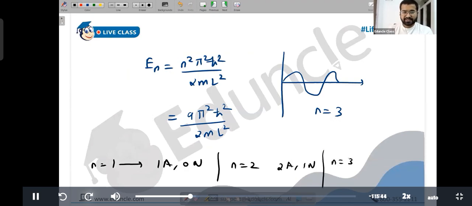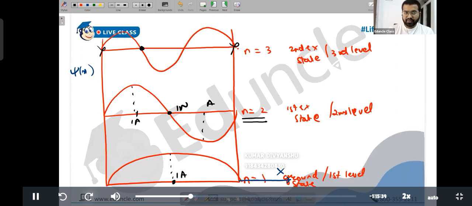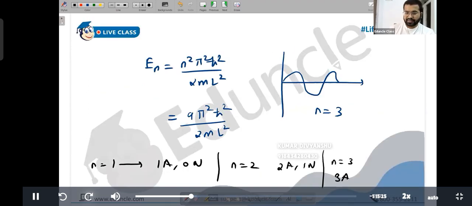If you have n equals 3, as you can see, I don't have to include the extreme points. I've got one node, I've got one node. So there are 2 nodes. But empty node maximum here, empty node maximum here, empty node maximum here. So we have got 3 empty nodes and 2 nodes.